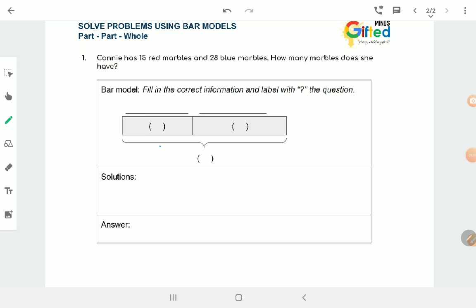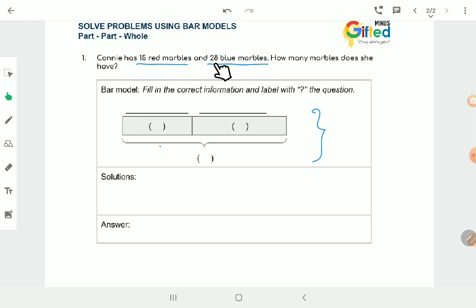So let's continue with this first problem, for example. Connie has 15 red marbles and 28 blue marbles. How many marbles does she have? So she has 15 red marbles. She has 28 blue marbles. How many marbles does she have? So basically, you're going to look into this model drawing here. It shows that you have here 15 red marbles, 28 blue marbles.